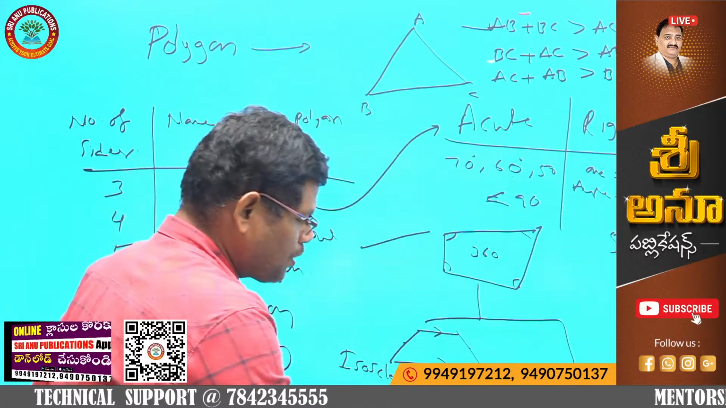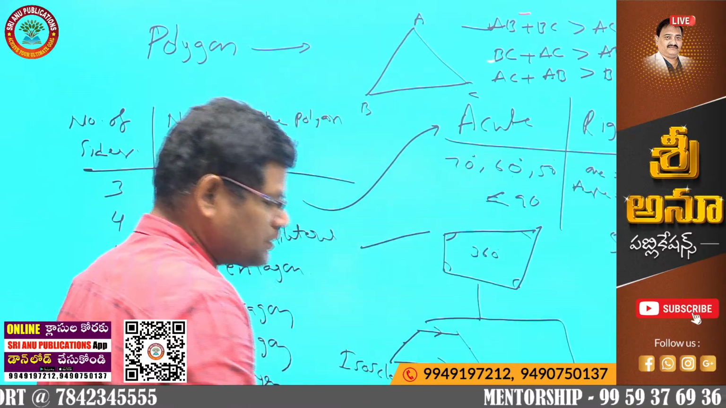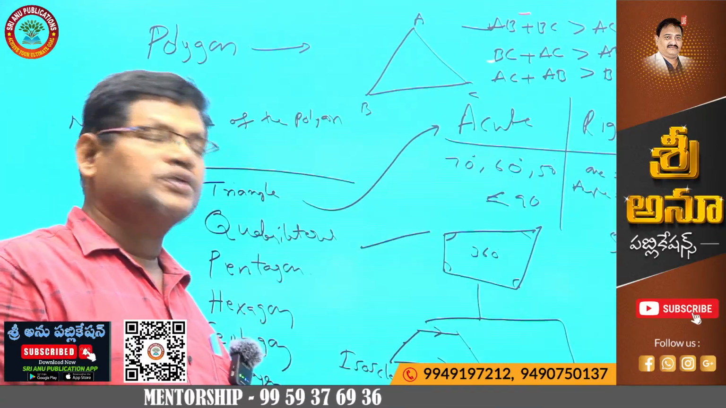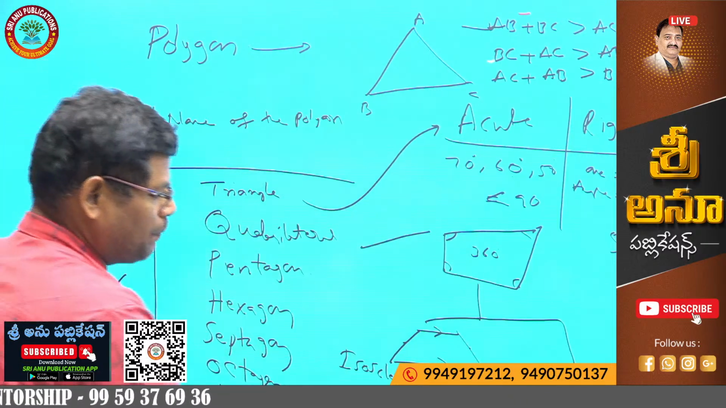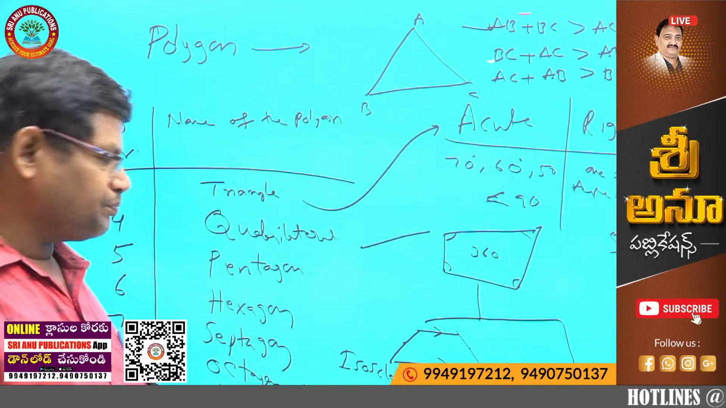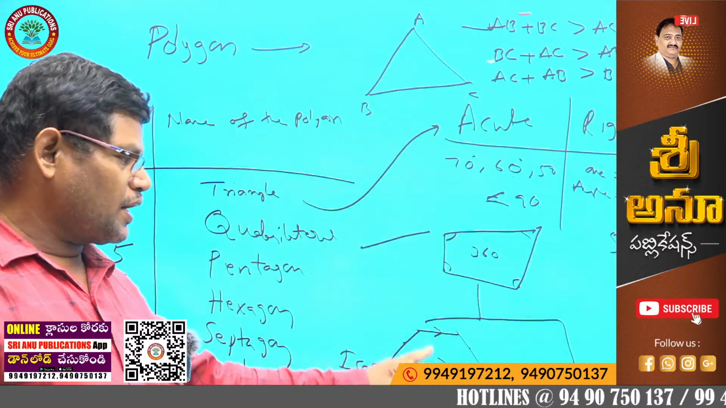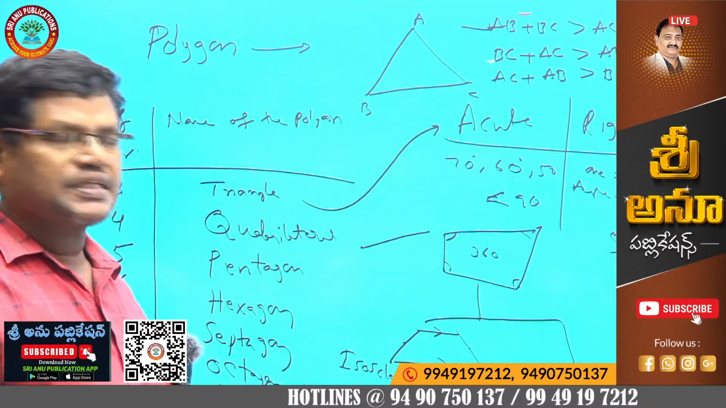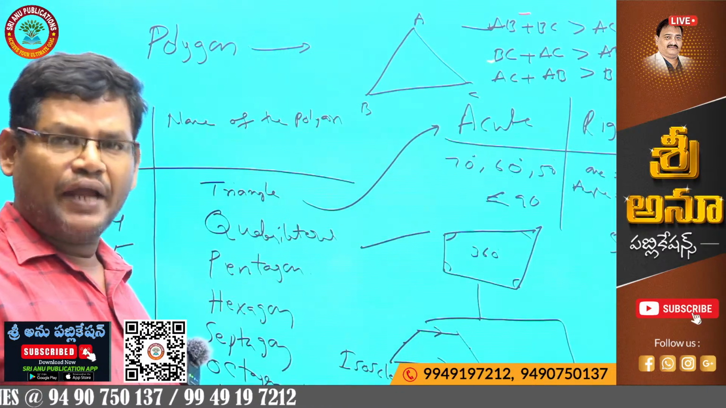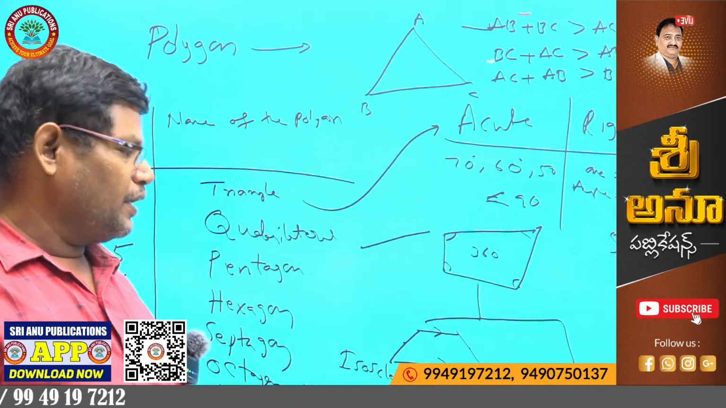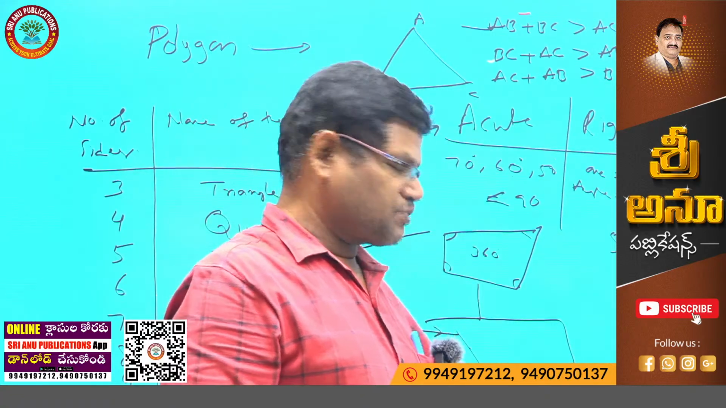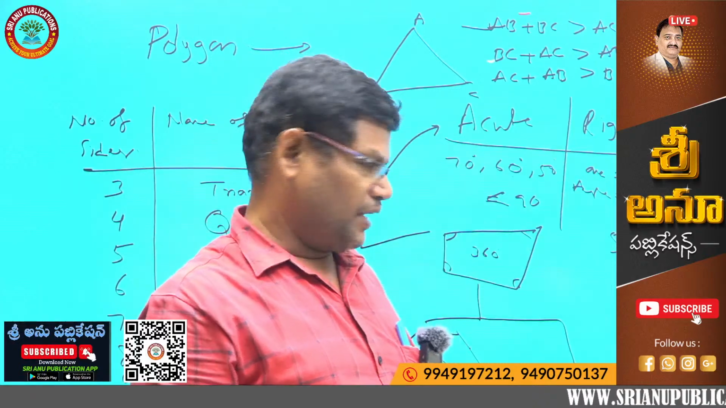Now in the parallelogram, opposite sides are equal and parallel. Observe here. In the parallelogram, opposite sides are equal and all angles are 90 degrees, then it is called the rectangle. In the rhombus, if the diagonals are equal, then it forms a square.